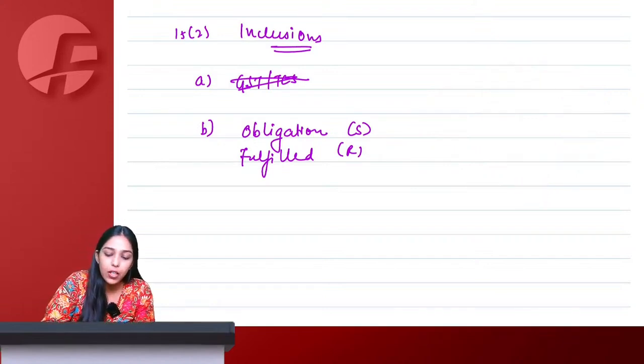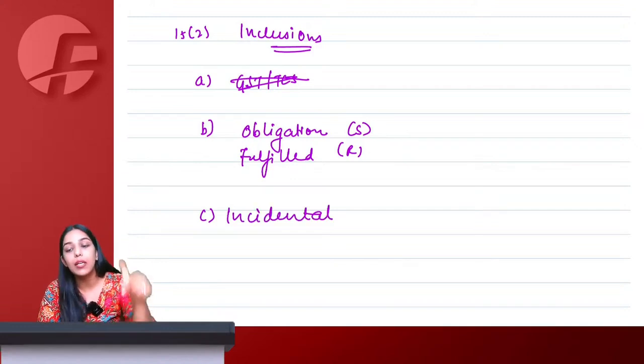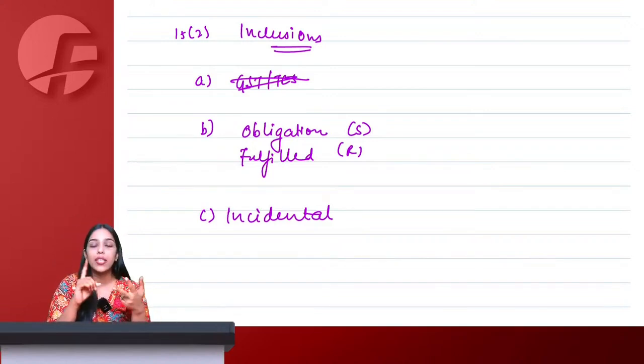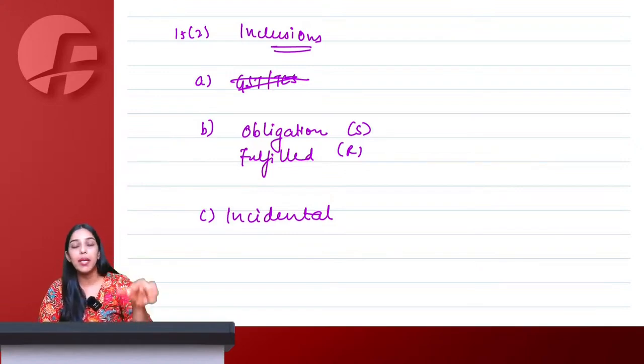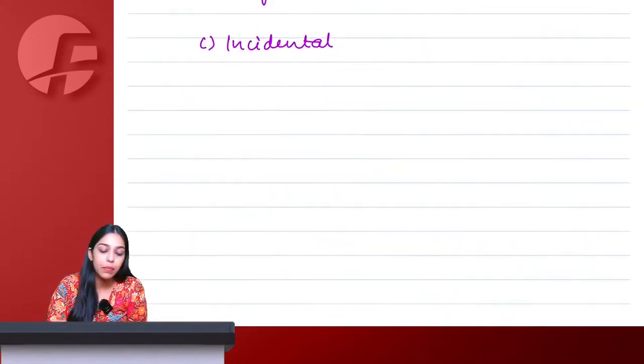Right. Then clause C says that any incidental expenses incurred by the supplier and recovered from the recipient, like loading, unloading, freight, insurance, commission, testing, packaging, all of these kinds of expenses that the supplier incurs and also recovers from the recipient, become part of the value of supply.